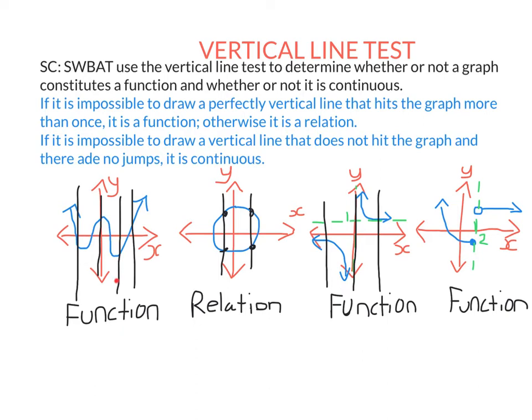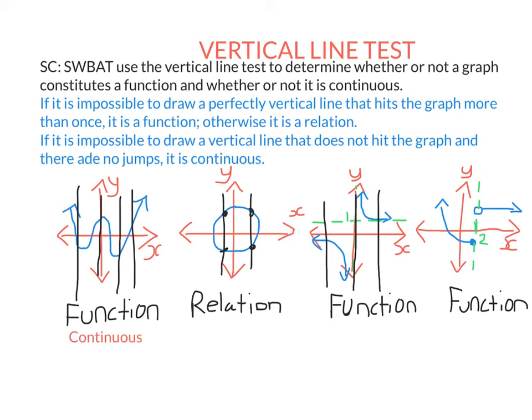So let's look at the 3 functions here and determine whether or not they're continuous. This first graph here is continuous. There are no gaps or jumps in the blue curve there. In other words, all of these vertical lines actually do hit the graph, so it is continuous.